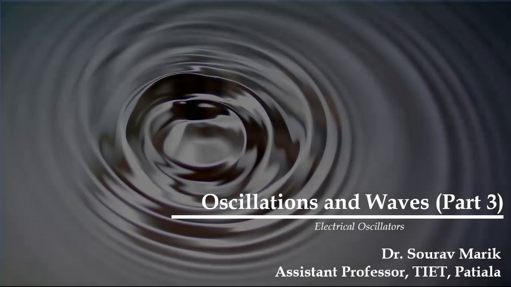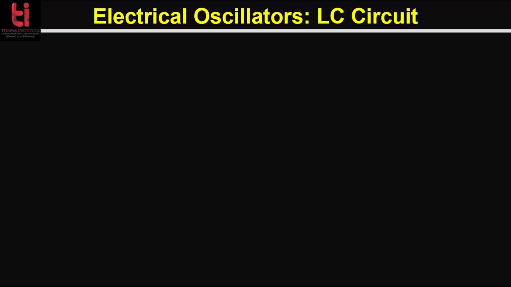Welcome everyone. In this part, I will discuss oscillations in an electrical circuit. In my previous lecture, I discussed simple harmonic motion of the mechanical system. In this lecture, we will see that the oscillations of an electrical circuit are described by a differential equation that is identical in form to the differential equation of simple harmonic motion for the mechanical system.